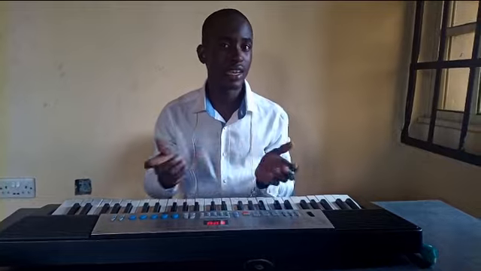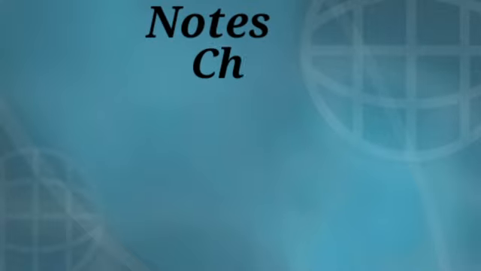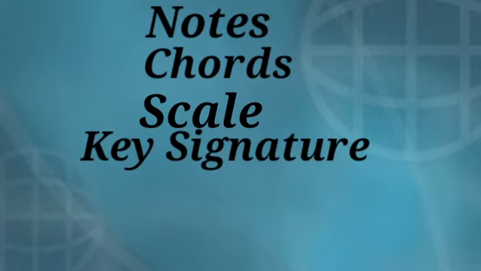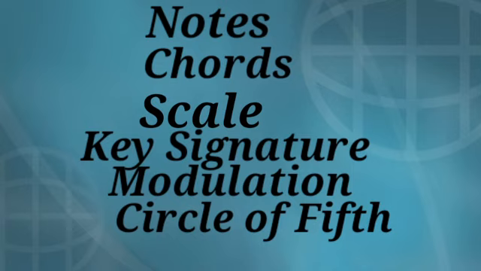Having understood what key is, let's look at the technical analysis of how keys are used and applied in music. The things we'll be considering here include the notes, the chords, the scale, the key signature, the modulation, the circle of fifths, and finally, the transposition. These 7 terms are often used in relating the application of key in music.